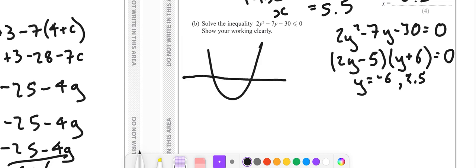So this crosses the axis at minus 6 and 2.5, which means when is it less than 0? Well, it's less than 0 here. What values of x is it less than 0? Well, it's between those two, so minus 6 less than or equal to x less than or equal to 2.5. Scrap that.